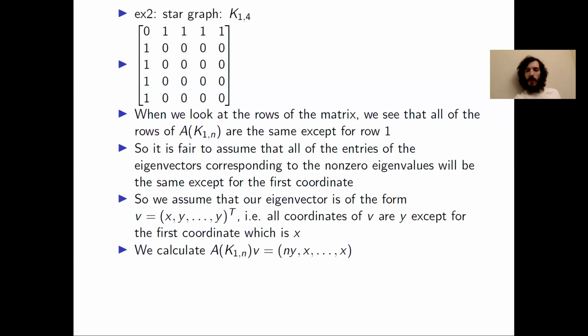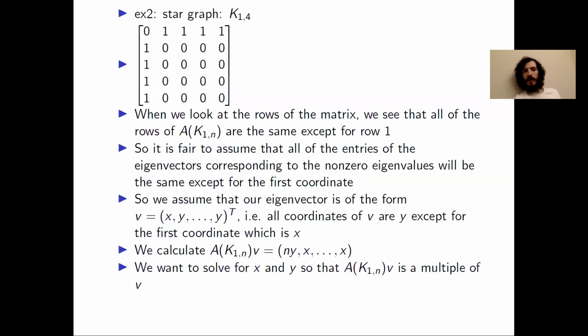So if we want this v, x, y, y, y, y, y, all the way to the end, to be an eigenvector of the adjacency matrix, we're going to require that ny, x, x, x, x, x, x is going to be a multiple of x, y, y, y, y, y. How can that happen? How can the product of the adjacency matrix and v be a multiple of v? Well, all we need is for the ratio of ny over x to be the same as the ratio of x over y.